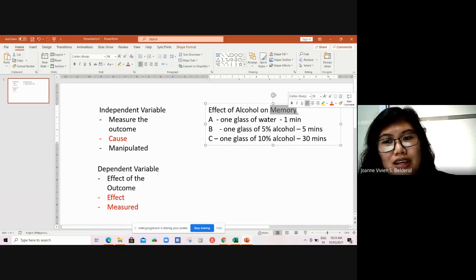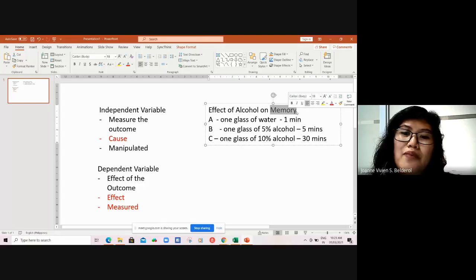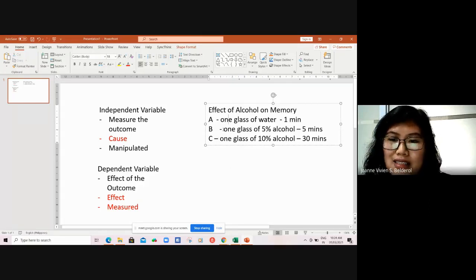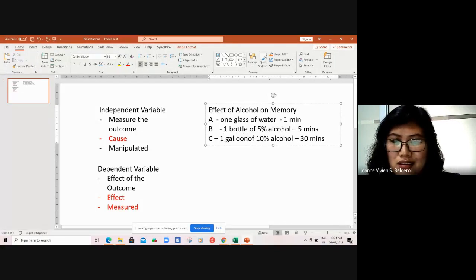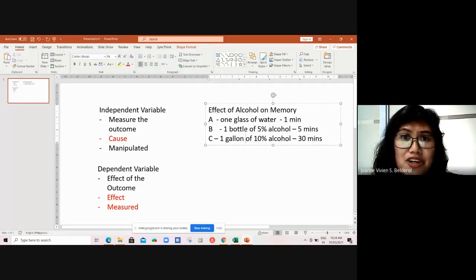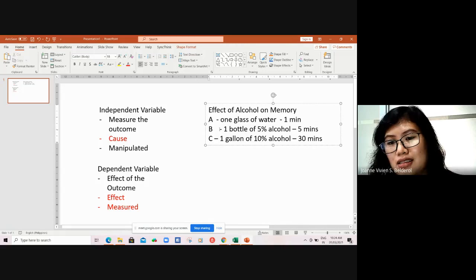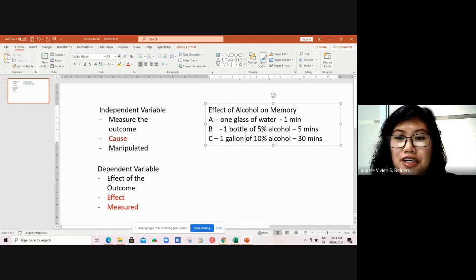Now, we also have something we call a confounding variable. So, for example, this one is one glass, this one is one bottle, and this one is 1 gallon. So you actually have a confound. Do you think the results are reliable? Group A, 1 glass. Group B, 1 bottle. Group C, 1 gallon. Is the result reliable? Of course not. It's because of an intervening variable, which is the different amounts of alcohol they drank.